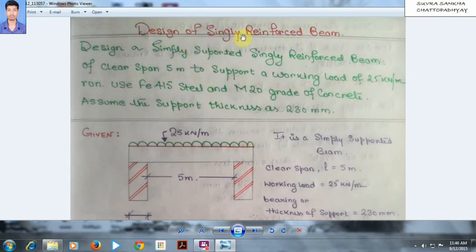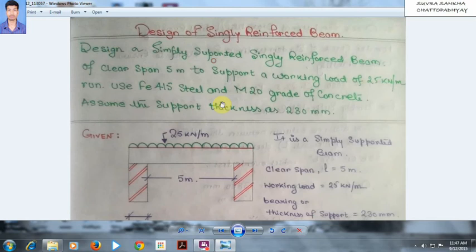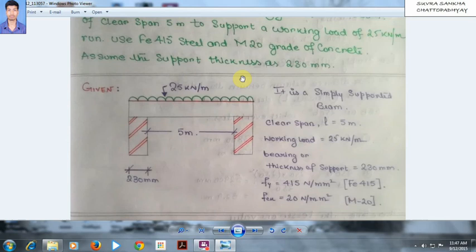So the question is: design a simply supported singly reinforced beam having a clear span of 5 meter to support a working load of 25 kN per meter run. Use Fe415 grade of steel and M20 grade of concrete. Assume the support thickness as 230 mm, that is the bearing.